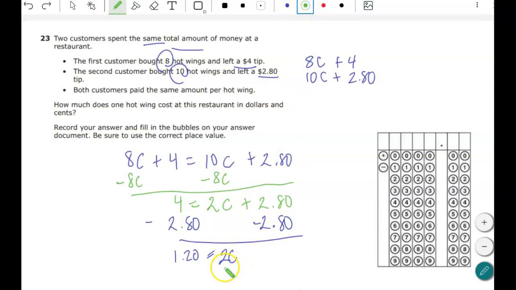And the last step, divide by 2. And the cost per hot wing is 60 cents. So be careful. It's probably not this type of bubbling. This is the old paper-pencil one, but you'll have to write or type it into the correct place. So this is a 0 here, this is 6, and this is 0. Just make sure you put everything in the right spot when doing this type of problem.